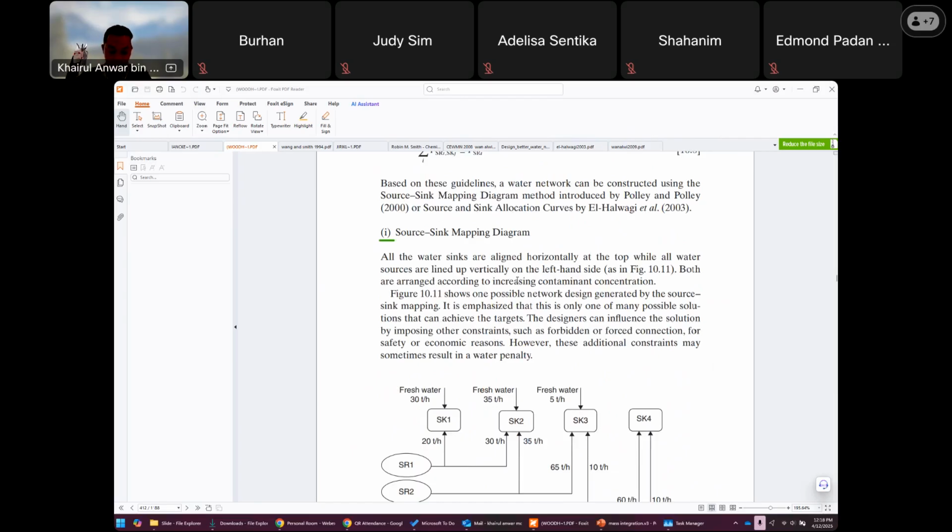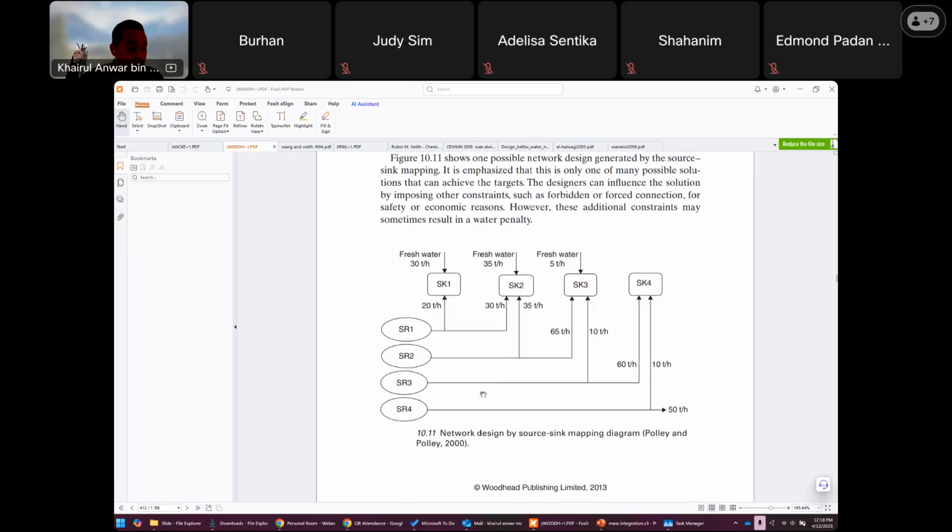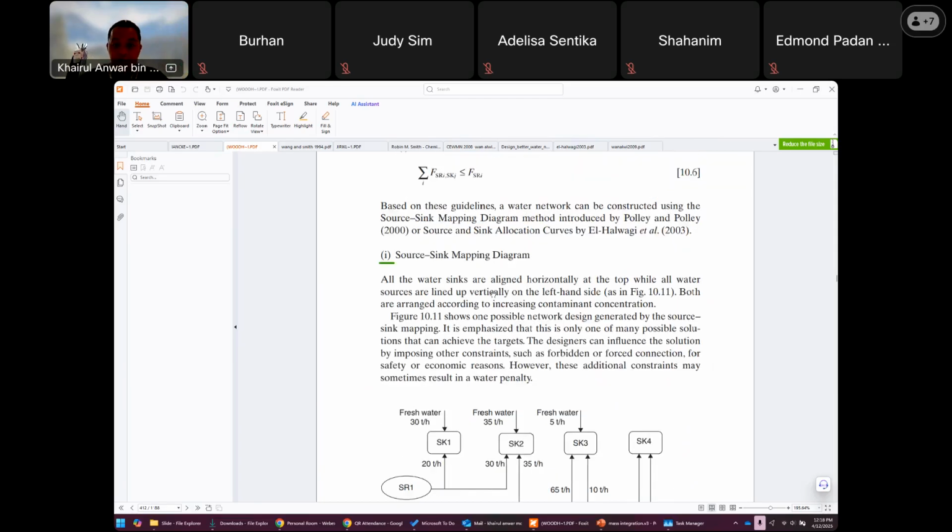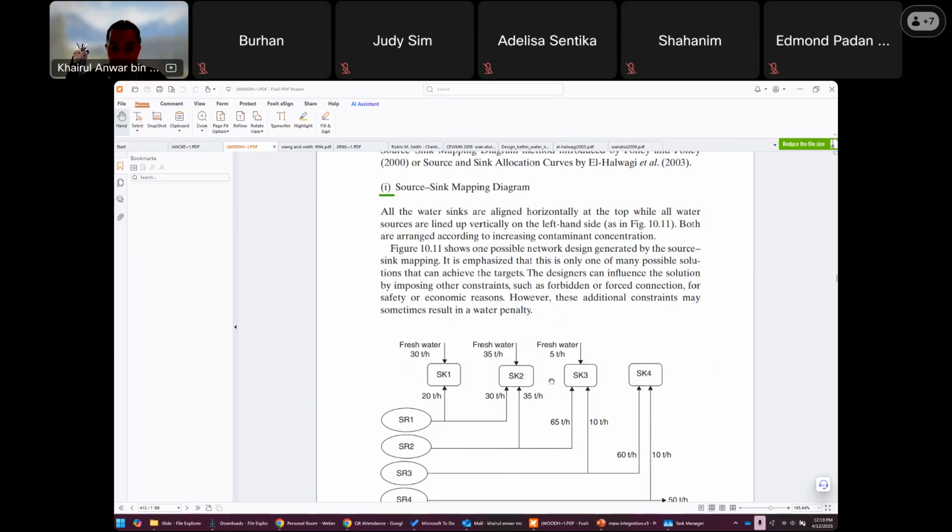Okay. Water network design. This figure 10.11 is basically a paper by the consultant. So all the water sinks are aligned horizontally at the top. This is the sink. If you refer to the actual paper, it is using demand. It's the same, sink and demand. While all water sources are lined up vertically on the left side, here, this is the water source. Both are arranged according to increasing contaminant concentration.